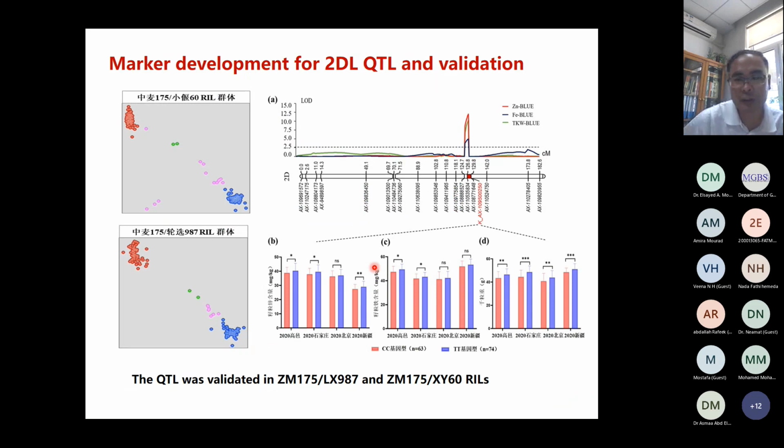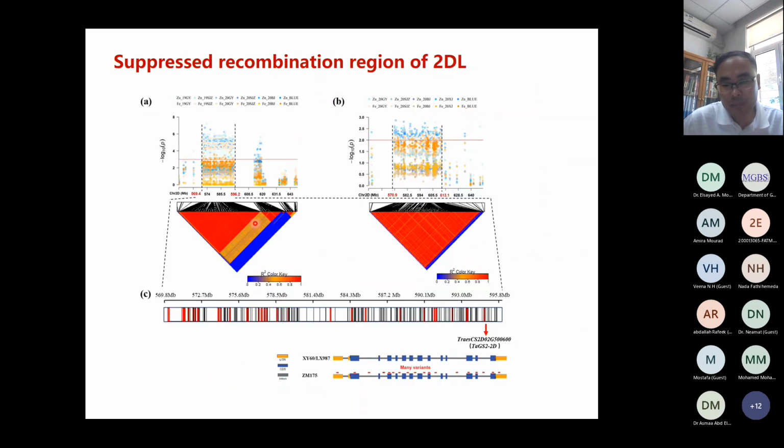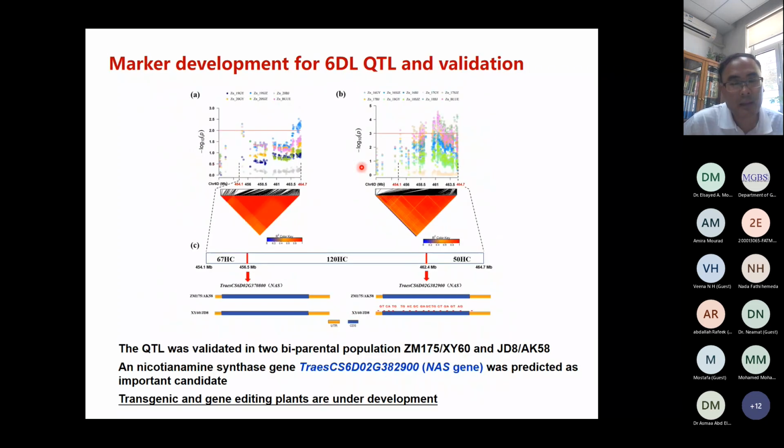There is another QTL on 2D, also validated in another population, significantly associated with the trait. But we found that 2DL is located in a suppressed recombination region, so it's a little bit difficult to do fine mapping. We predicted one gene, because this locus increased grain zinc but also increased thousand kernel weight. It is important for breeding because there is low recombination, so they can be transferred together, increasing grain weight and grain zinc together. The last one, probably not the last, is another locus, the 6DL QTL. We also used two populations to validate it, another new population, GD8 and AK58.